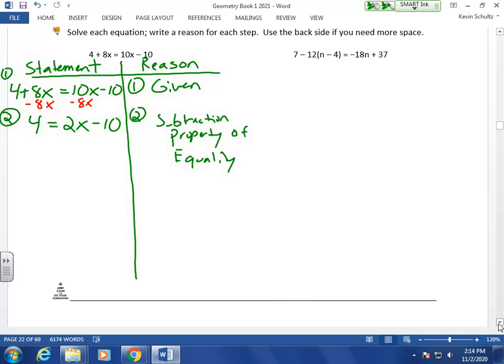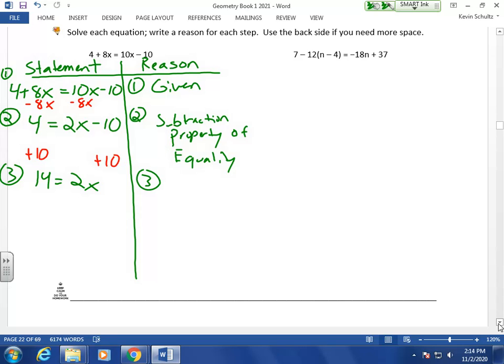4 equals 2x plus 10. Christopher? Plus 10. Adding 10 to both sides. So I'll write that in red. You don't need to include it as part of the proof because it's not necessary, but that's what's happening here. So our third statement would be 14 equals 2x. And how can we defend that step?